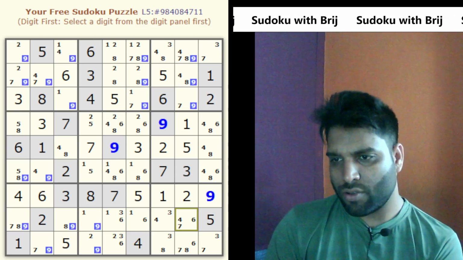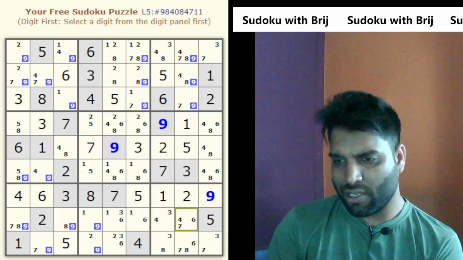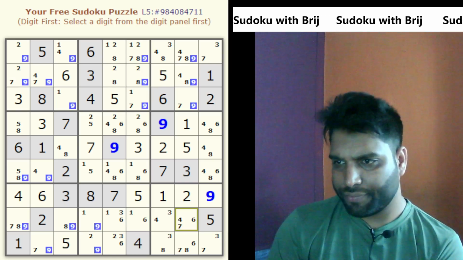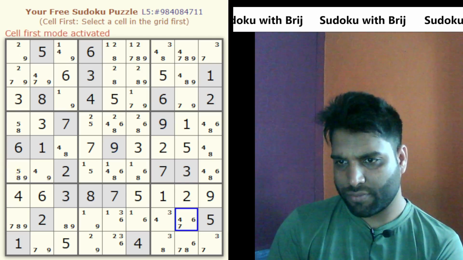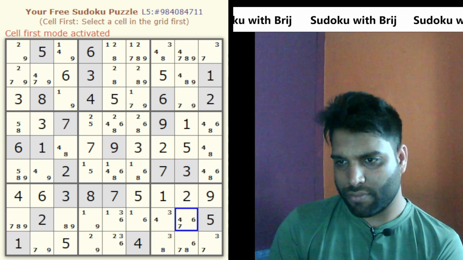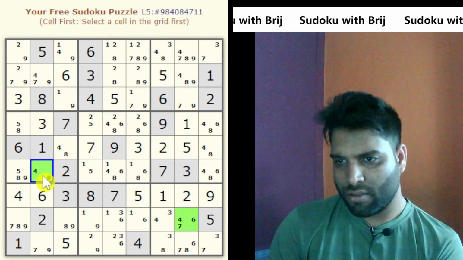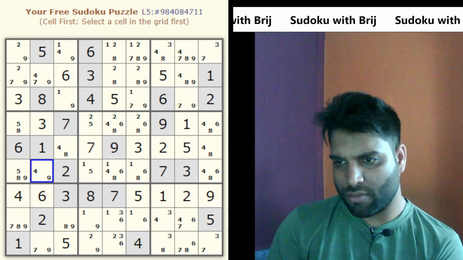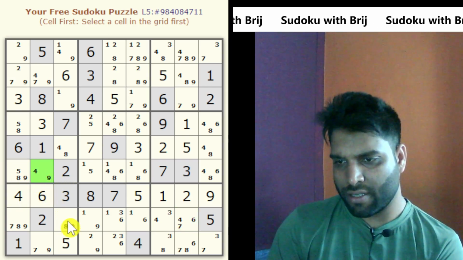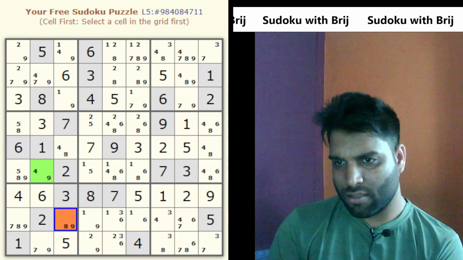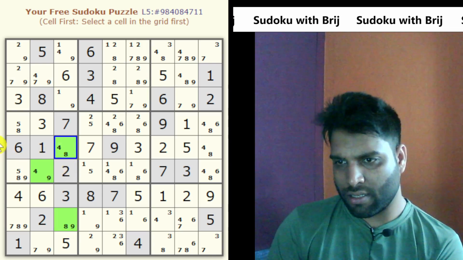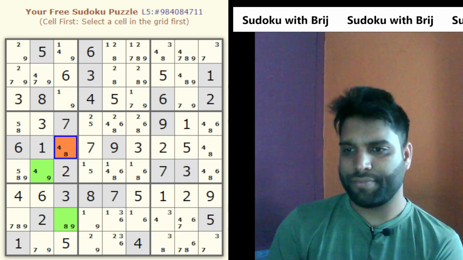Okay, there is a Y wing, or you can also say XY wing. Let me mark the cells first with the green color. Sorry, let me remove the color first. 4 9, and this is 8 9, and there is a hinge cell which is 4 8.